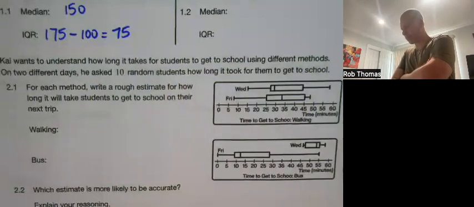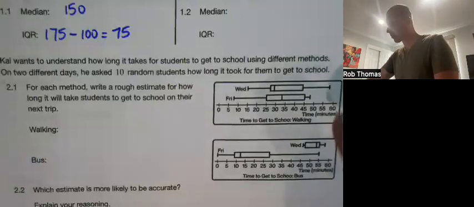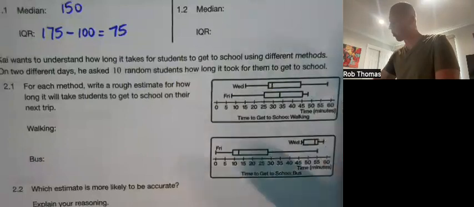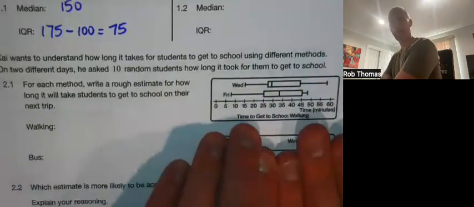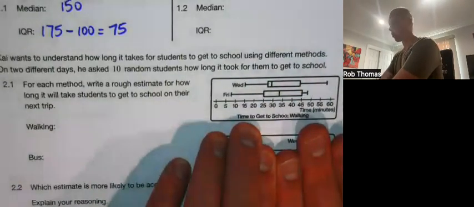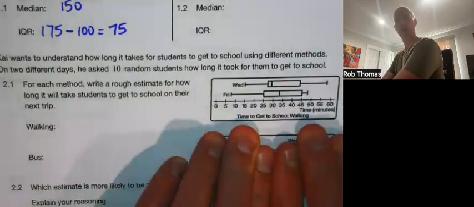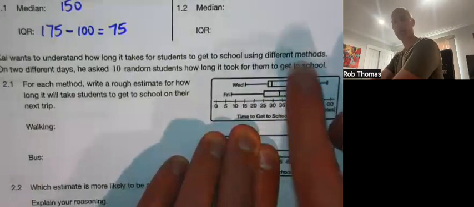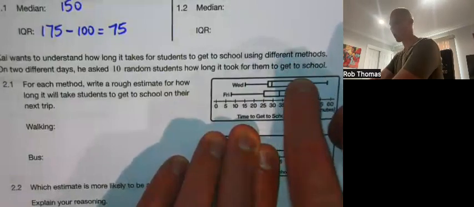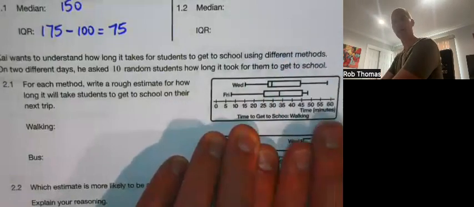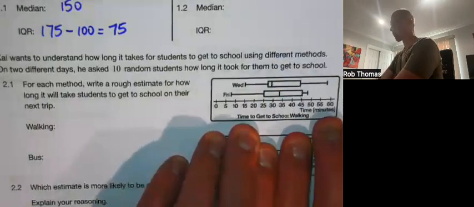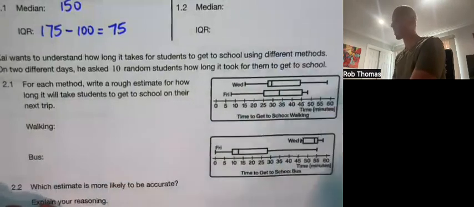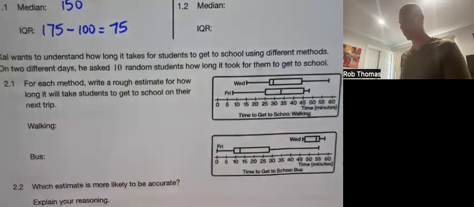Well, this whole graph is for walking. And we have two box plots in it. One for data he got on Wednesday and one for data he got on Friday. Now, when we compare them, they're relatively similar.